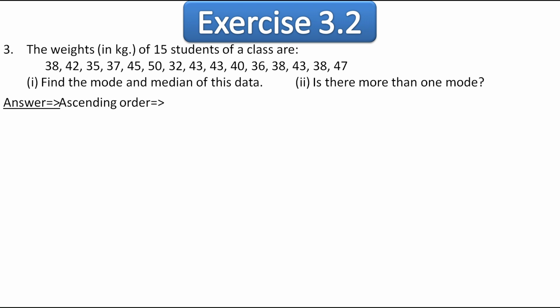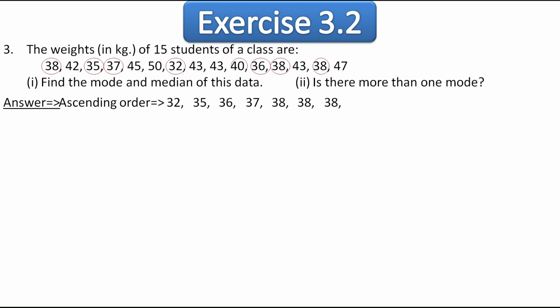Here the smallest number is 32. So I'll write 32 first. Next we have 35. So I'll write 35. Next we have 36. So I'll write 36. Next we have 37. So I'll write 37. Next we have 38. So I'll write 38. And one more 38 we have, so I'll write 38 once again. One more 38 we have, so I'll write 38 once again.